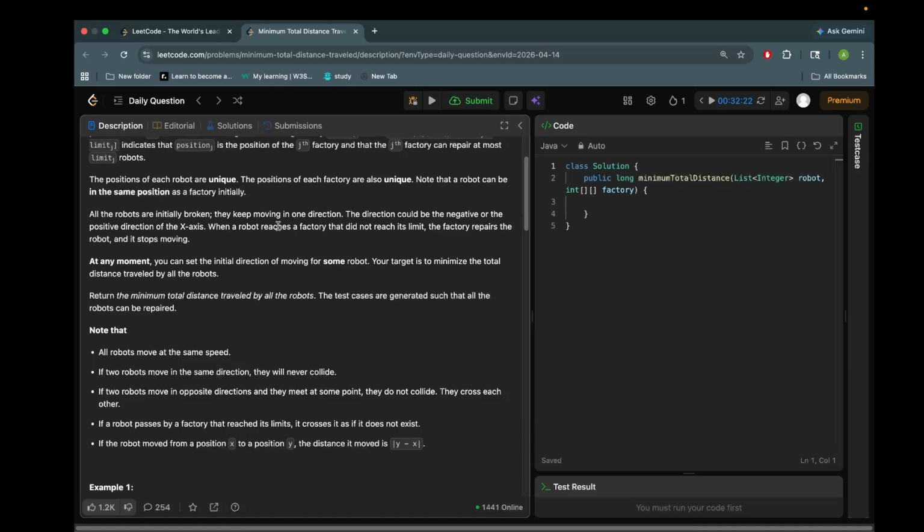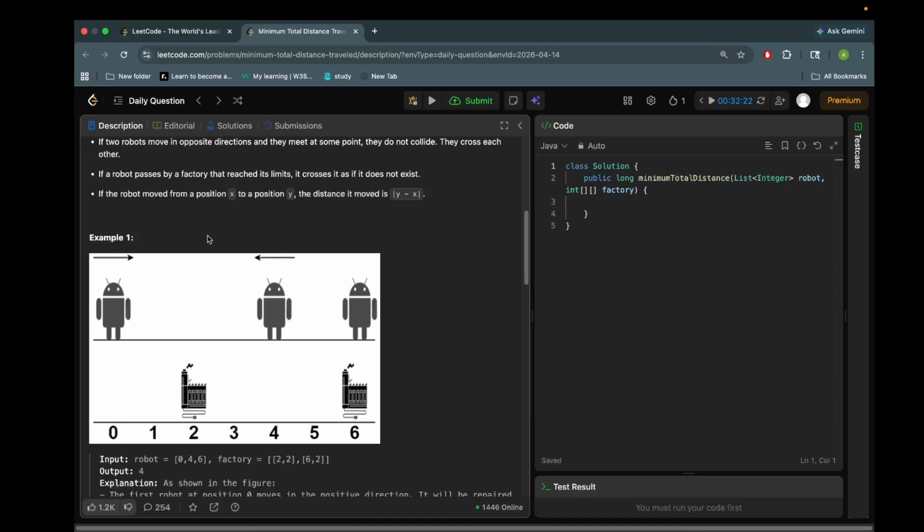I'm thinking of this as another dynamic programming problem. If two robots move in the same direction, they will never collide. If they meet at some point, they do not collide; they cross each other. Collision is not a factor. If a robot passes by a factory that is full, it crosses it as if it does not exist. So let's see an example.